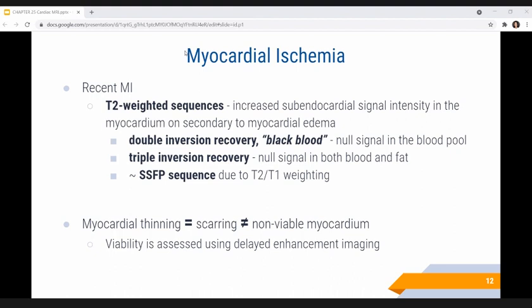Edema can also sometimes be seen on SSFP due to its T2-T1 weighting. So while myocardial thinning often suggests scarring, it does not necessarily equate to non-viability. Viability is assessed using delayed enhancement imaging.